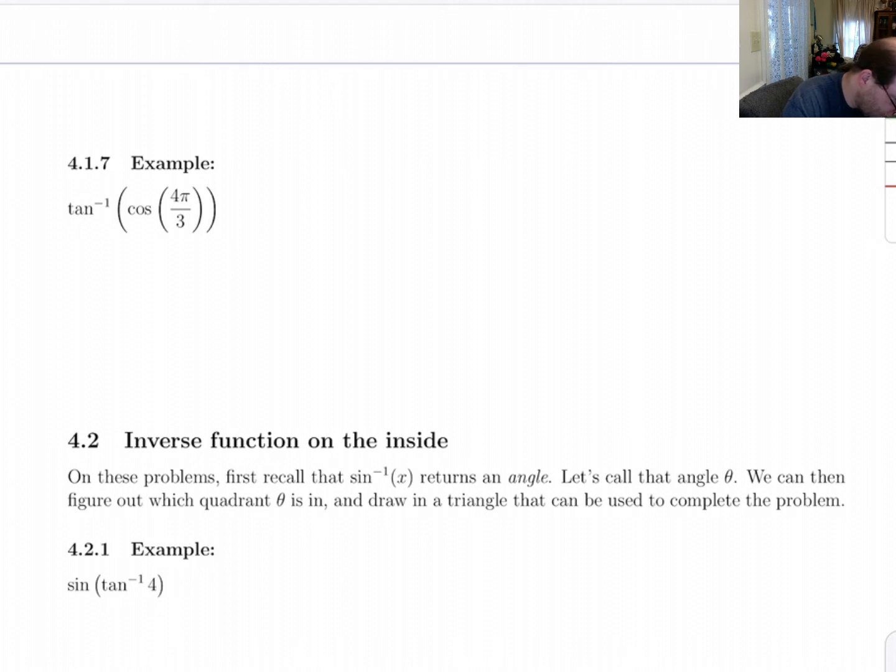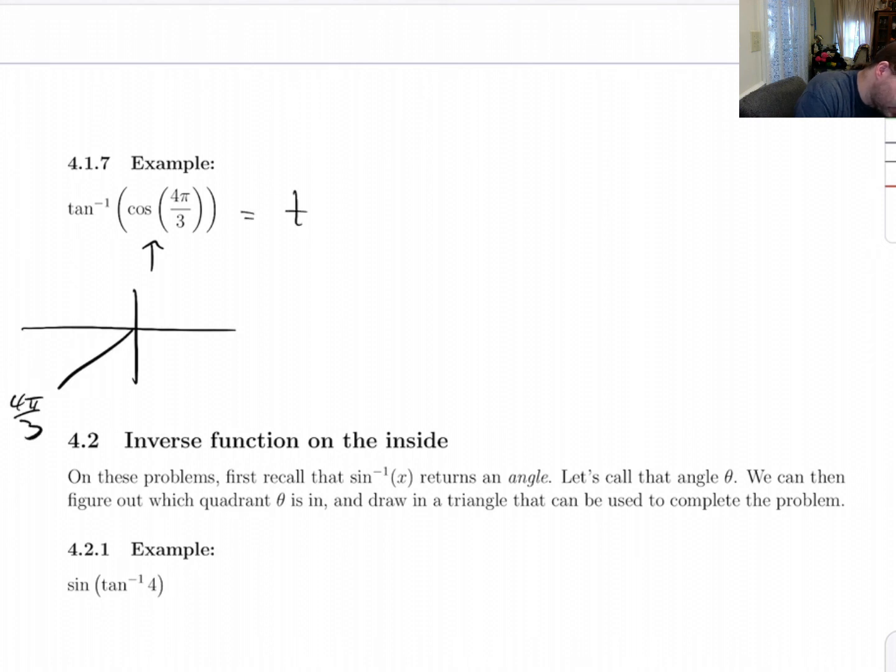So let's see, cosine of 4 pi over 3. We've just got to do this one from the inside out. Cosine of 4 pi over 3, let's see, 4 pi over 3 gives us a reference angle of pi over 3. So cosine of pi over 3 is 1/2. And we're in this quadrant, which makes it negative. So what I've got here is inverse tan of negative 1/2.